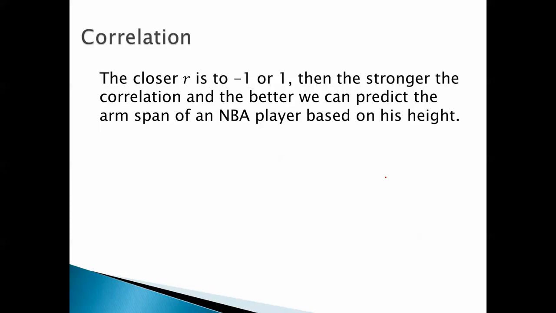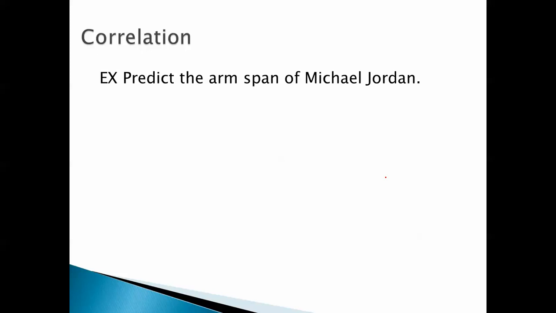So the closer it is to 1 or -1, the stronger the correlation, and the better we can predict the arm span of an NBA player based on his height. So for example, let's predict the arm span of Michael Jordan.